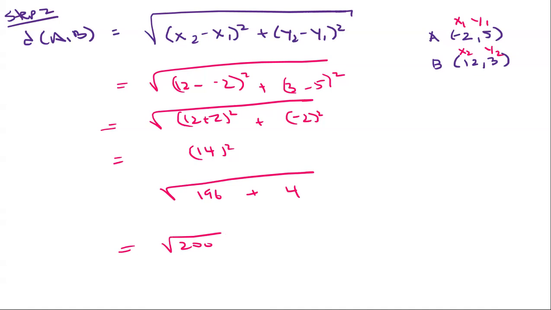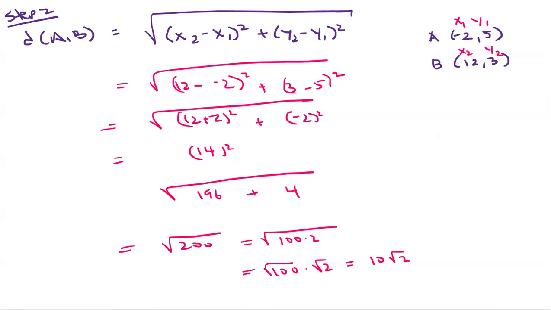But of course, we want to break this down and simplify it. For the radical 200, I can break that down as 100 times 2, because 100 times 2 is 200. I can break that radical into the square root of 100 times the square root of 2. The square root of 100 is 10, and radical 2 is already in simplified form, so I leave it alone. So that's 10 radical 2, the distance of AB.